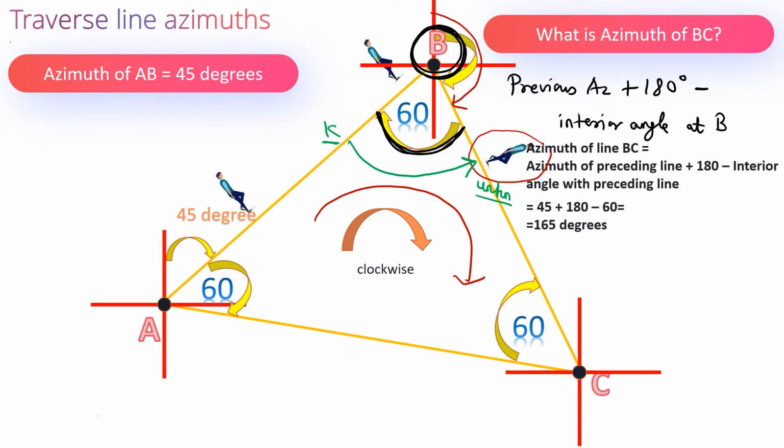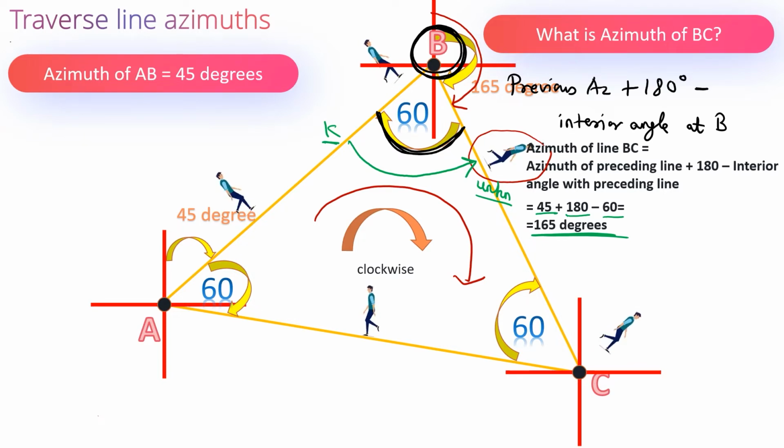So here 45 degrees is the previous azimuth, plus 180 degrees, minus the angle at B, which is 60. If you do that, then you get 165 degrees. So the azimuth of BC is 165 degrees. So you reach point C like this, and from C you are walking towards A, right?